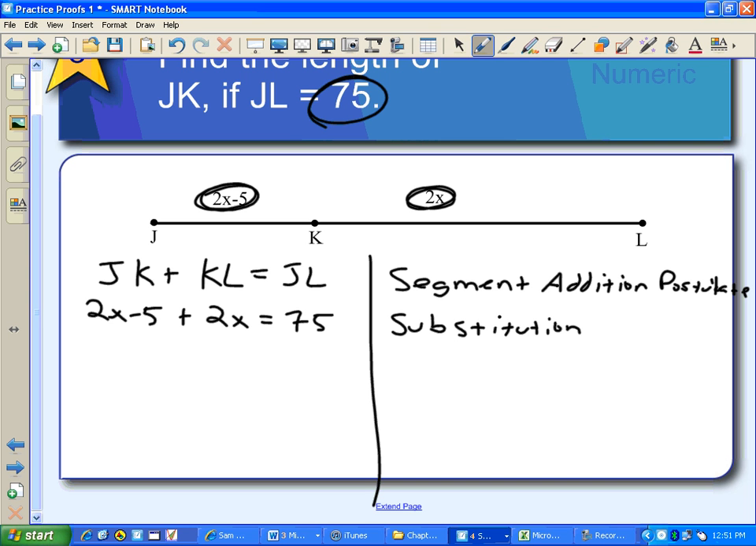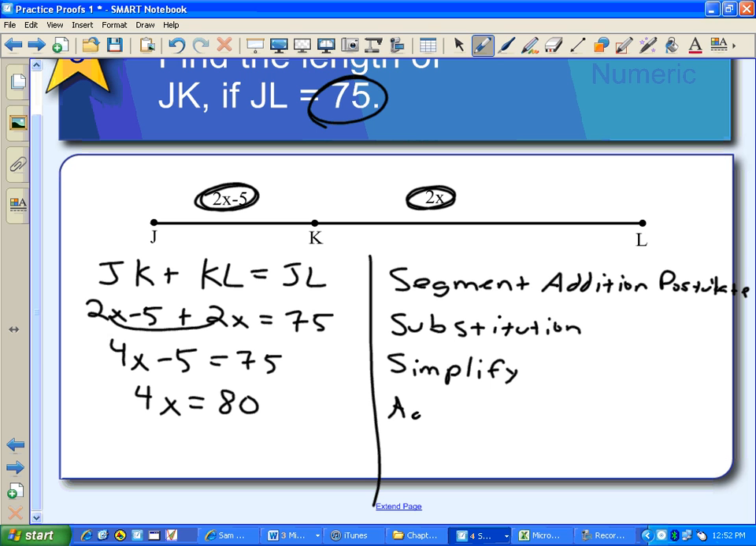Now I'm going to start solving. So on this side I'm going to combine my like terms. I have a total of 4x minus 5 equal to 75. This is just a simplification. I'm going to add 5 to both sides. I can do that because the addition property of equality tells me I can do that. I divide both sides by 4. I can do that because of the division property of equality.